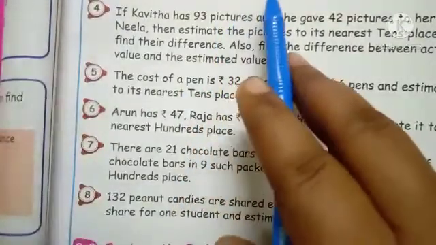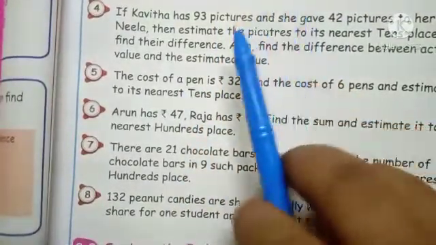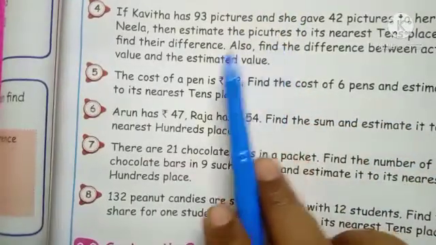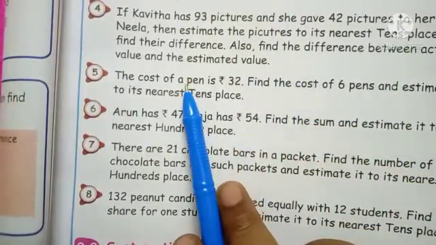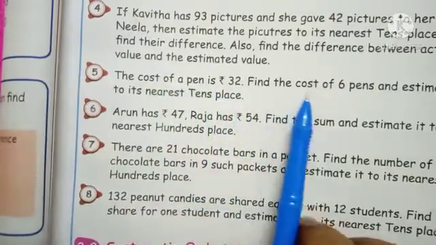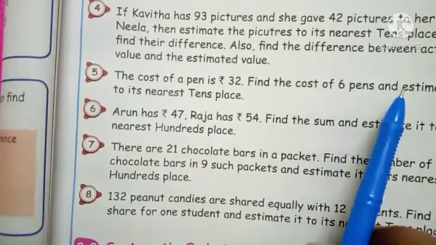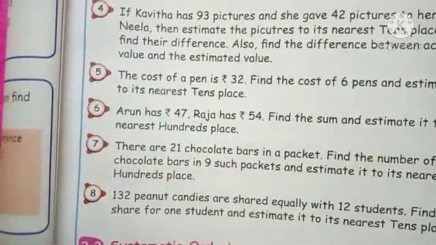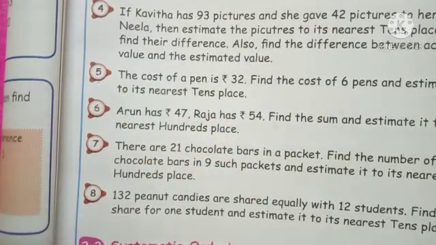In your book exercise sums, the third sum is addition, the fourth sum is subtraction, and the fifth sum is for multiplication. The cost of a pen is 32 rupees. Find the cost of 6 pens and estimate to the nearest tens place value. Try to do this fifth sum, children. The remaining sums we will learn next class. Thank you, children.